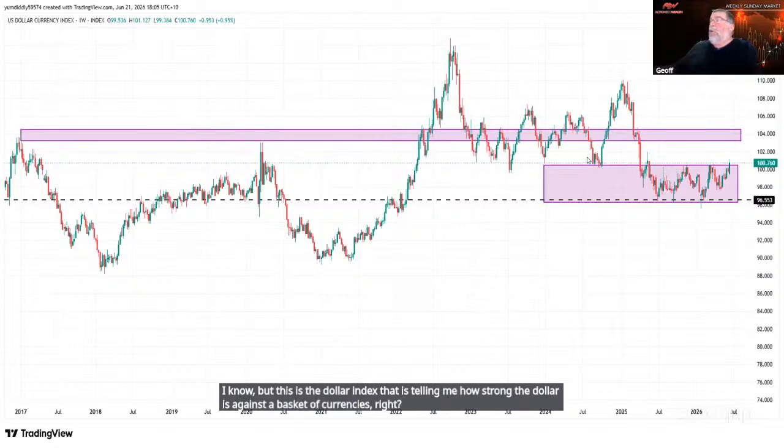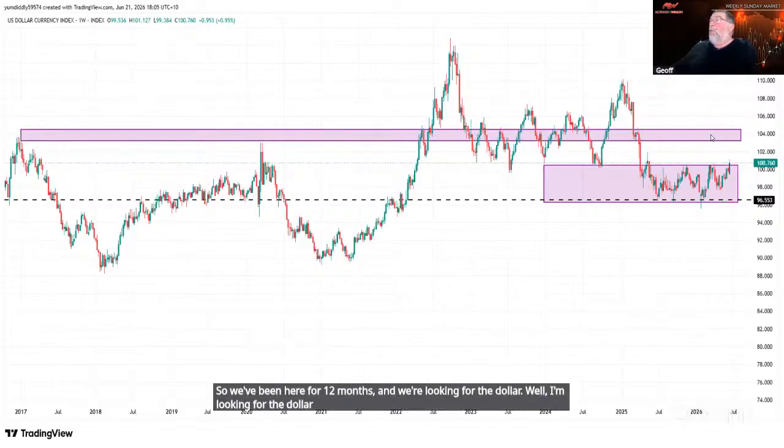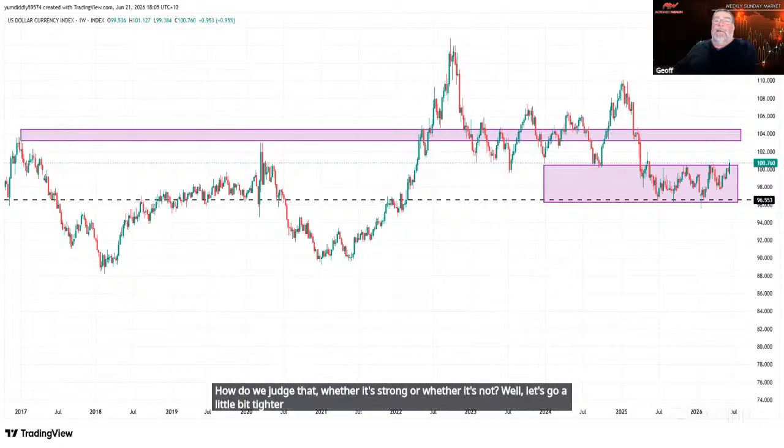And at the moment, what I see is strong support, 1, 2, 3 in the last, well, going back to, let's go with 12 months, right? So we've been here for 12 months and I'm looking for the dollar to go back to this strong resistance level because that's what I'm potentially seeing here. But I'm also potentially seeing that this could very easily come back into this range and go back to the bottom. How do we judge that, whether it's strong or whether it's not? Well, let's go a little bit tighter and see if we can answer that question.